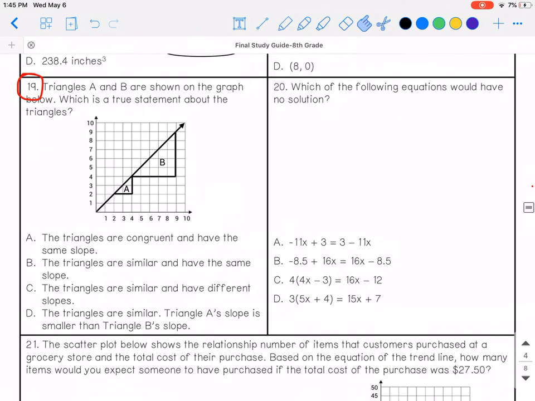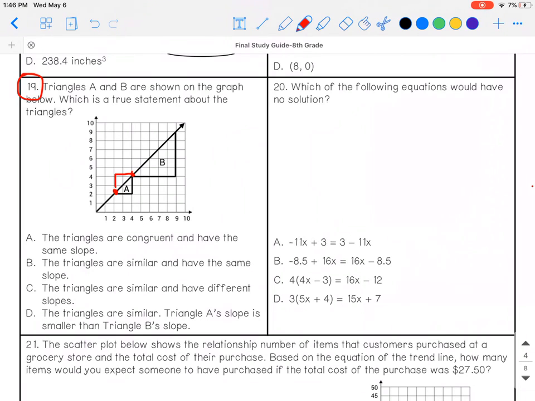Now, number 19 is dealing with similar triangles. We know that they're similar because they're on the same line and most likely have the same slope. So, we want to try to figure that out. Let's try to figure out the slope of this line. What I like to do is figure out, okay, let's do the 2 endpoints of this triangle. Or we can do rise over run. So I see that it goes up 2 over 2.